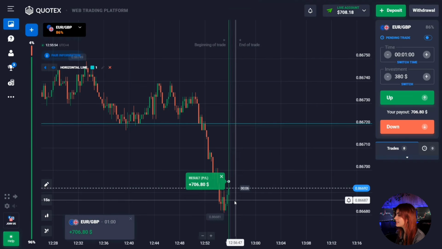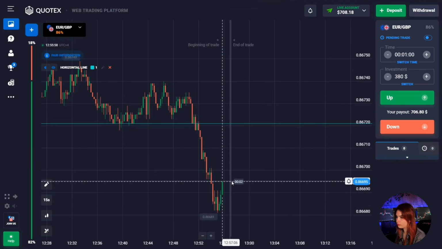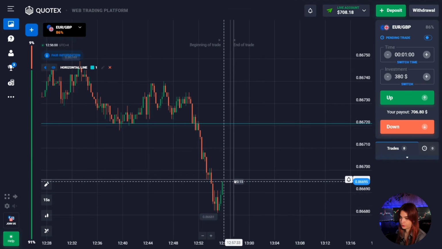Excellent, the price indeed entered the correction zone, and as you can see, there was a rollback upwards and we got the profit. Guys, at the same time, 1 minute was quite enough for us. Well, everything is going great.